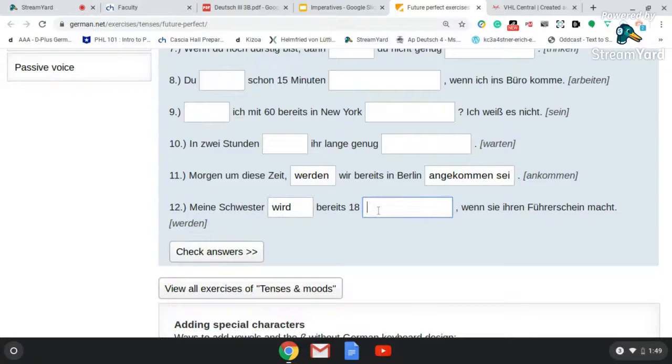And the past participle of werden is geworden, and it's a sein verb. My sister will have already turned, we would probably say turned 18 when she gets her driver's license.